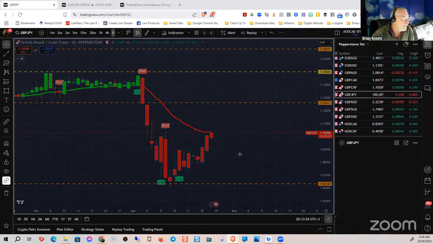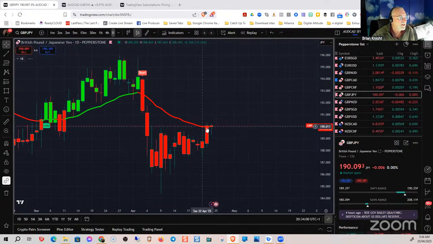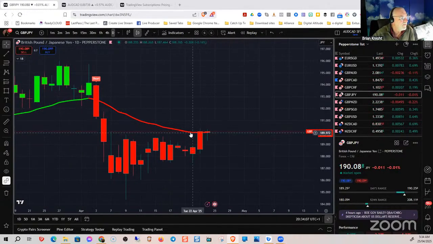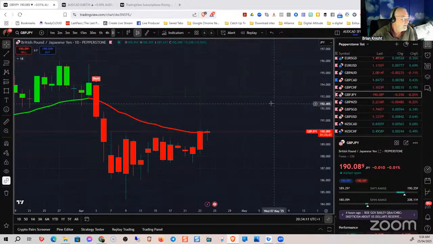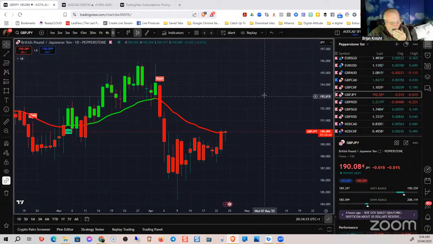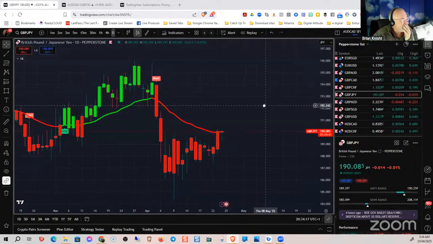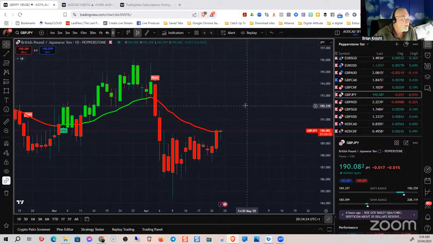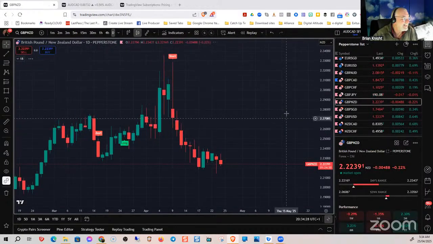Okay, GBP JPY. Now that is at the trend bar. We don't have a green though. It's just done a little doji candle. And it's still red on the trend bar. Darren, you need to get along, but we don't have one. So just depends.